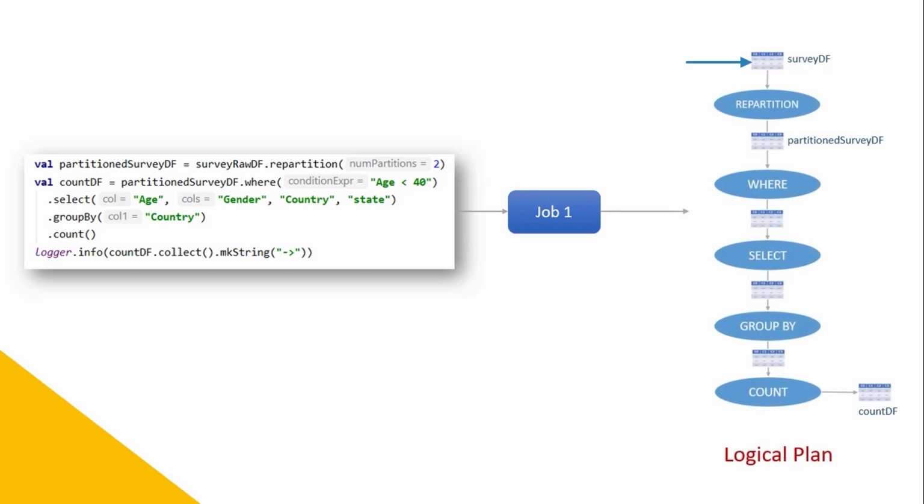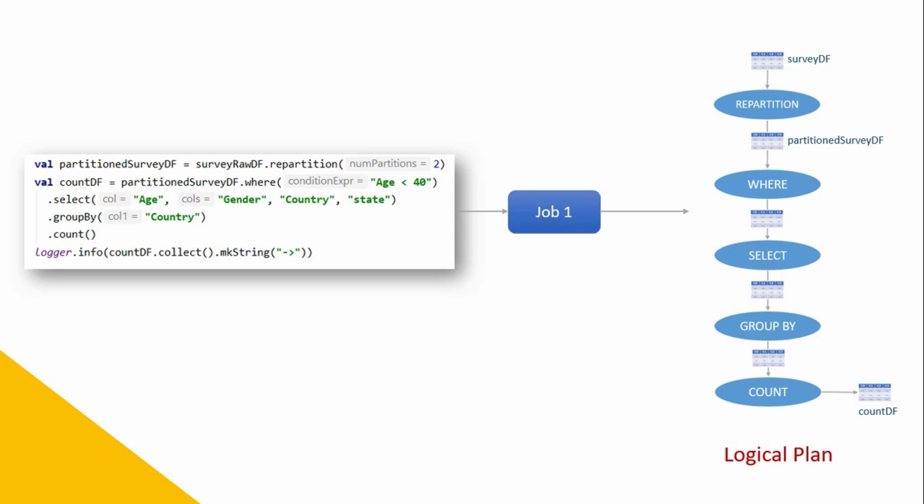Here it is. The job starts with survey df and repartitions it to create partitioned survey df. Then it applies the group by transformation to create the count df. That's all we want to do as part of this job, right? I ignored the collect action for now and we will come back to it later.